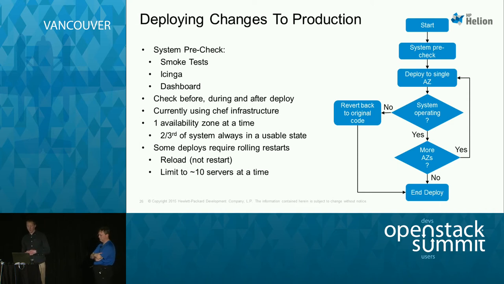Once we deploy by AZ, we go back to our same pre-check tests and make sure that everything's running and everything's clean. Then once that's done, we move on to the next AZ and just rinse and repeat. If at any stage during this we do see an error in the code, maybe Icinga brings up some error, or the monitoring fills with warnings, we stop immediately and we revert back to the original code, and that way our system is still up and we work out what went wrong.